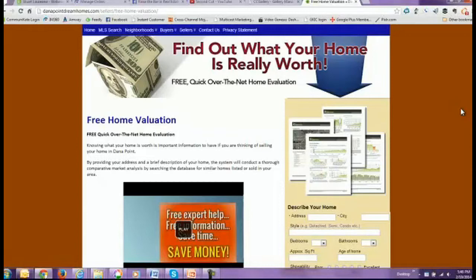Now this landing page is part of our automatic transaction machine that we follow this persuasion architecture very, very closely to. So number one, it captures the visitor's attention. The headline is built for the call to action, what's your home really worth? Starting to eliminate risk. It's free, quick, over the net home valuation. So it's relevant, targeted information.